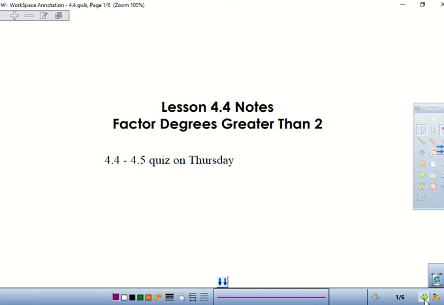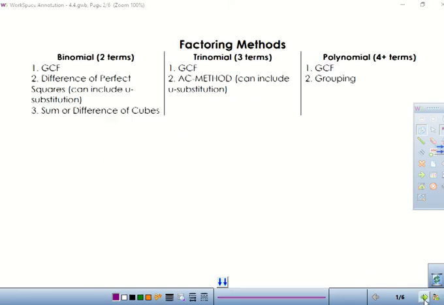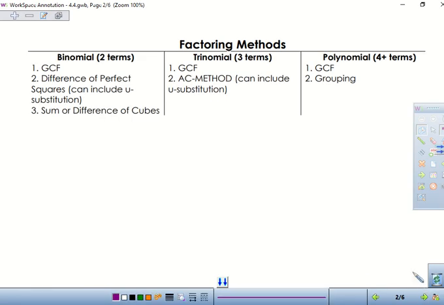So we're going to talk about factoring today, 4.4. So far, you know of basically three main different methods of factoring. You know GCF, you know AC method, difference of perfect squares. And then after today, you're going to know how to deal with sum and difference of cubes. But here's basically a layout to kind of help guide you with what to be doing.